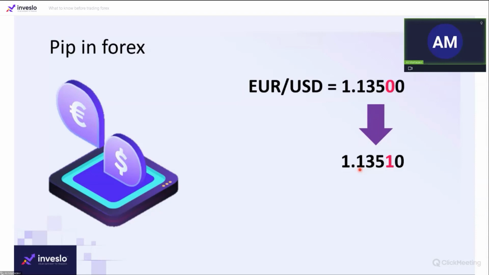A pip in a Forex pair corresponds to a single digit movement in the 4th decimal point of price. For example, Euro USD moves up 1 pip if it moves from 1.13500 to 1.13510. So we quote most of the currencies in 5 decimal points, and the 4th decimal point is referred to as a pip. So this is the definition of pip in Forex.